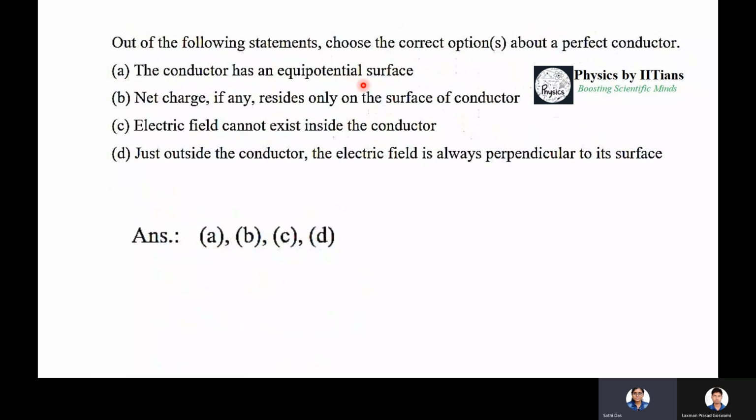Next question: out of the following statements, choose the correct option or options about a perfect conductor. Option A, the conductor has an equipotential surface. Option B, net charge, if any, resides only on the surface of the conductor. Option C, electric field cannot exist inside the conductor. Option D, just outside the conductor, the electric field is always perpendicular to its surface.